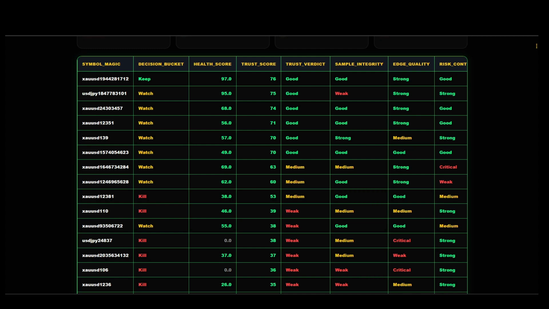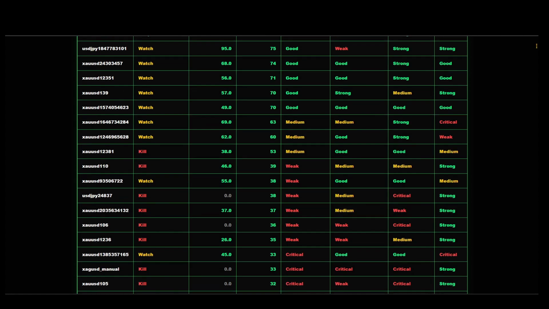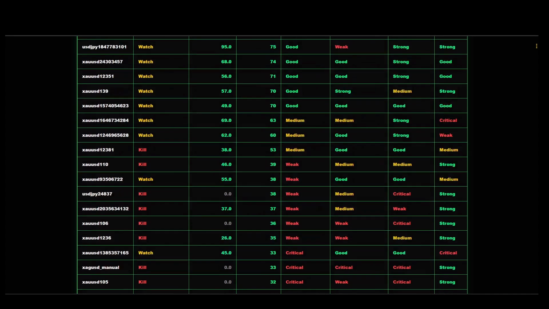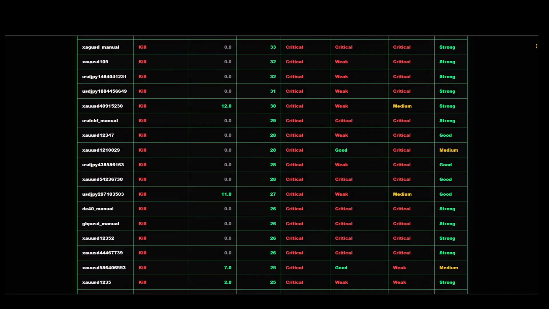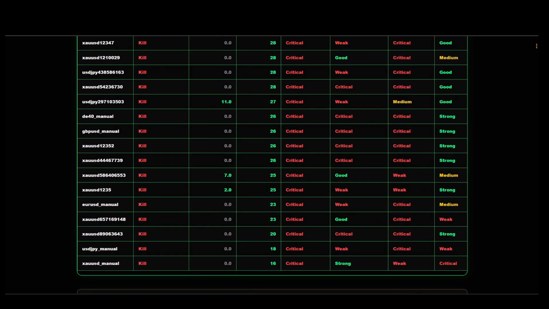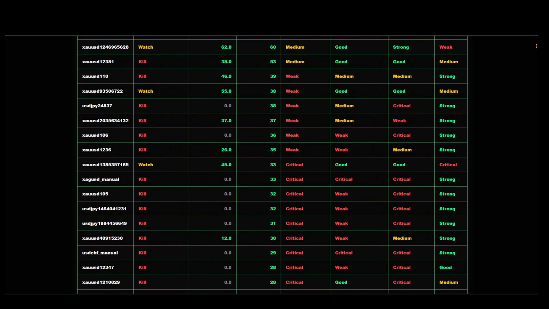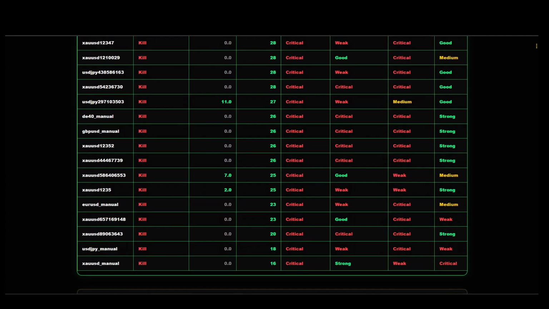And already here, you can immediately see that the portfolio is not completely one-sided. Some robots still maintain strong structural readings across multiple trust pillars. You can see combinations like good trust verdicts, strong edge quality, good risk control, healthy sample integrity, and relatively strong health scores. So this layer is not only exposing weakness, it is also trying to identify where actual structural quality still exists inside the basket. At the same time, other robots begin weakening once the workflow evaluates the deeper trust structure behind the profitability. So now the workflow is separating surface performance from actual deployment trust quality.